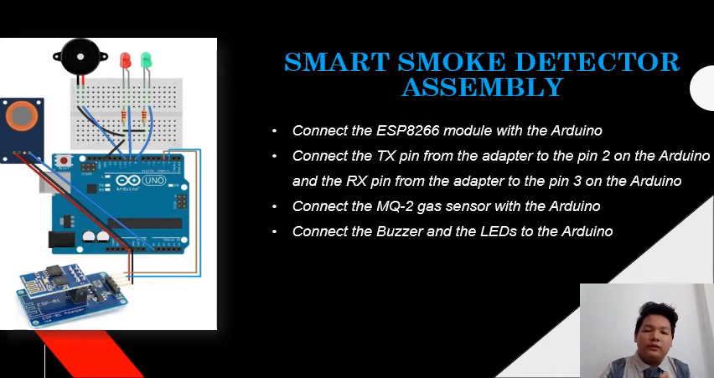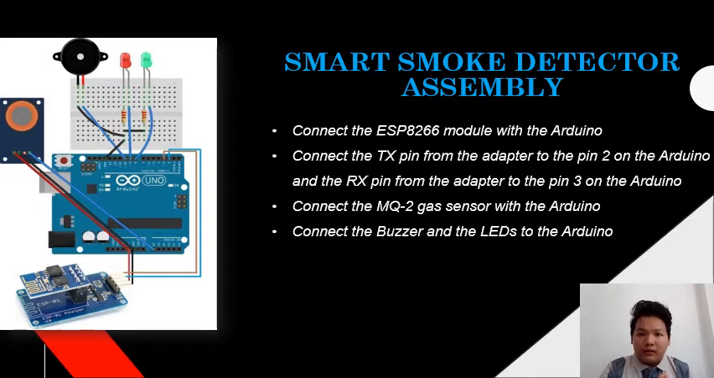Okay, we move into how the smoke detector will be assembled. First of all, connect the ESP8266 module with the Arduino. To connect the ESP properly to the Arduino, use an ESP01 adapter module, which will make the connection very easy. This adapter module has a built-in 5V to 3.3V regulator.